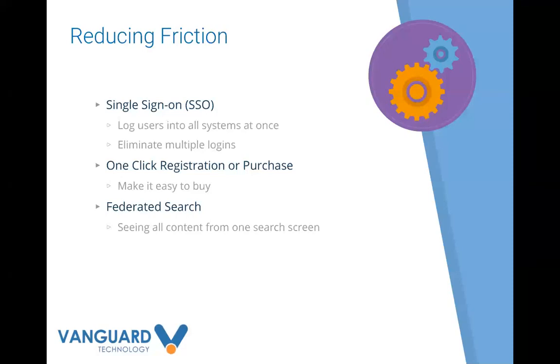We want to make things easy to buy. In associations, we love not just our dues revenue, but our non-dues revenue. So how can we use an integration to reduce that friction and make it easy to buy? Federated search is another great example of an integration that does that. Federated search is when you have a search box that queries all of your sites. So we can use an integration to pull results back from multiple systems.